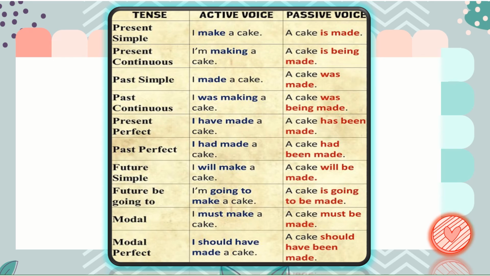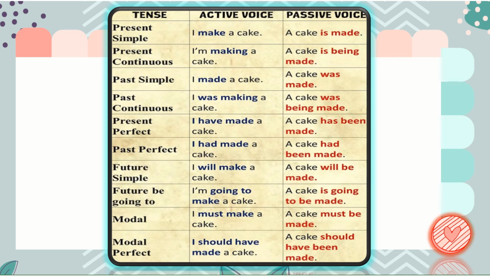Present perfect. I have made a cake. A cake has been made. So in this case, you have to use also been, because you have to use the verb to be, right? And also the verb in past participle. Past perfect. I had made a cake. A cake had been made. If you want to write it in future, you can use I will make a cake. A cake will be made.